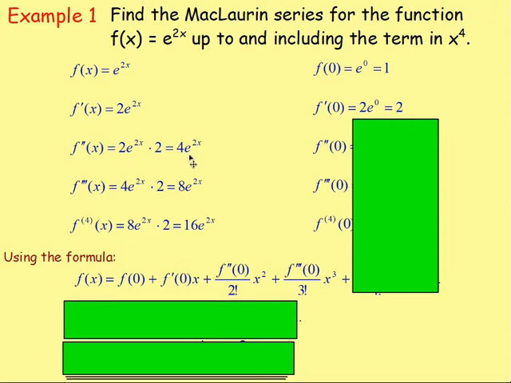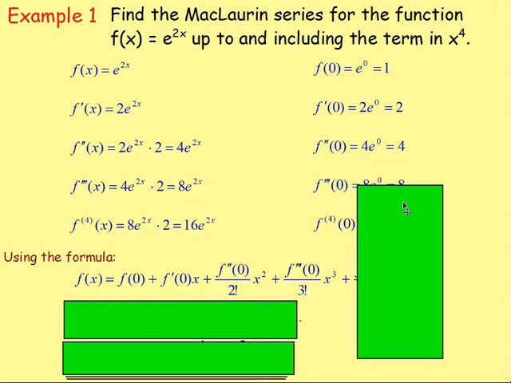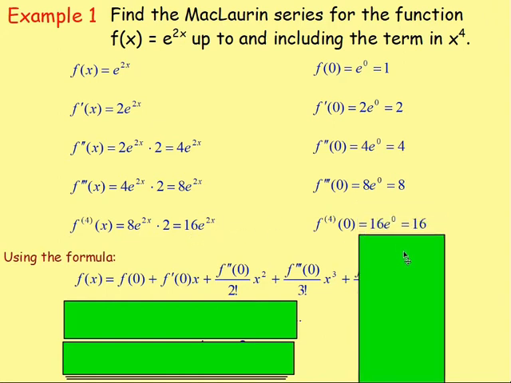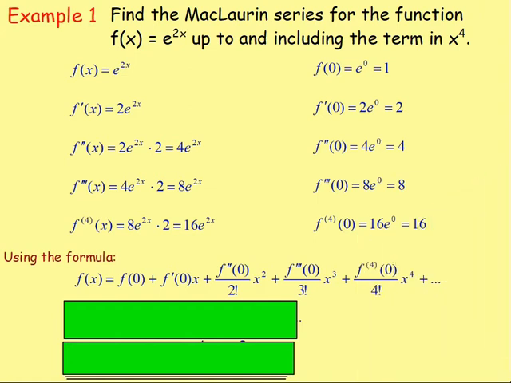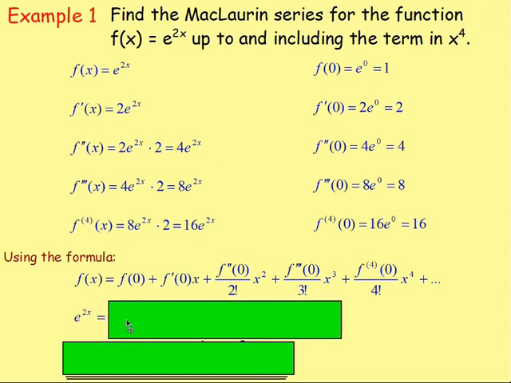After that, we'd have 4 times e to the power of 0 again, so it's just 4 times 1, which is 4. This here would be 8 times e to the power of 2 times 0, so it's 8 times 1, which is 8. And here 16 times e to the power of 0, which is 16 times 1, which is 16. Using this formula here, f of x was e to the power of 2x.